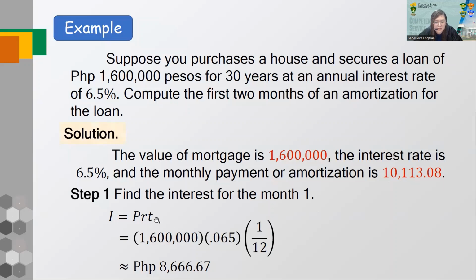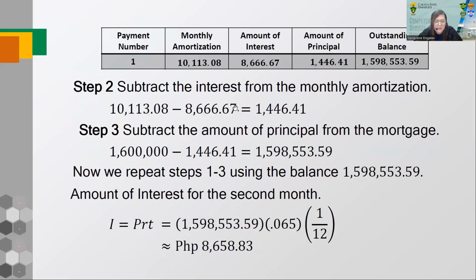So for the first month, this is the interest: 1.6 million times 0.065, that is 6.5%, times T, which is 1/12. So this is the interest we pay for the first month. Then class, this is our monthly amortization minus the amount of interest, no?